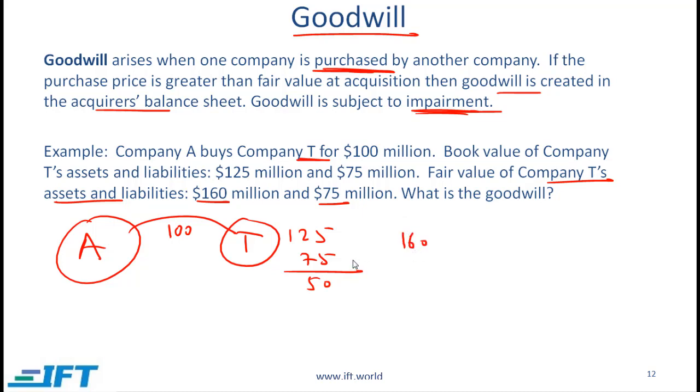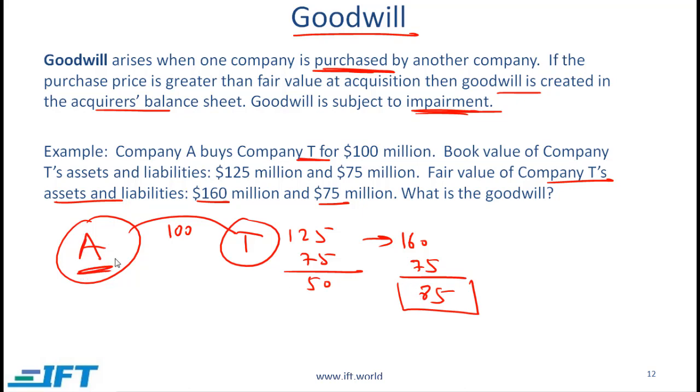As we've discussed before, there might be some items on the balance sheet which are not reported at fair value, which is why there is typically going to be a difference between fair value and book value, and we note that over here. The fair value of assets is 160. The fair value of liabilities happens to be the same as the book value of liabilities. So the net fair value is equal to 160 minus 75, which is 85.